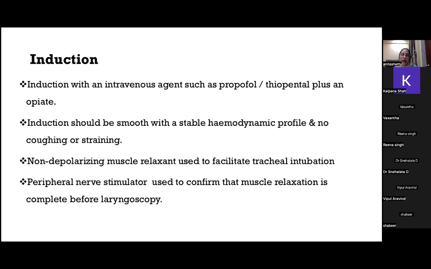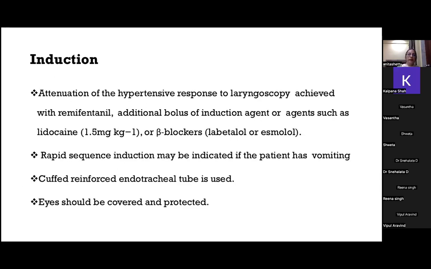Non-depolarizing muscle relaxants are used to facilitate tracheal intubation. Peripheral nerve stimulators are used to confirm that muscle relaxation is complete before laryngoscopy. So at the induction, you have to take care there's no fall in BP, nor should there be hypertension. The hypertensive response to laryngoscopy is attenuated with remifentanil or an additional bolus of induction agent or agents such as lidocaine or beta blockers like labetalol or esmolol.